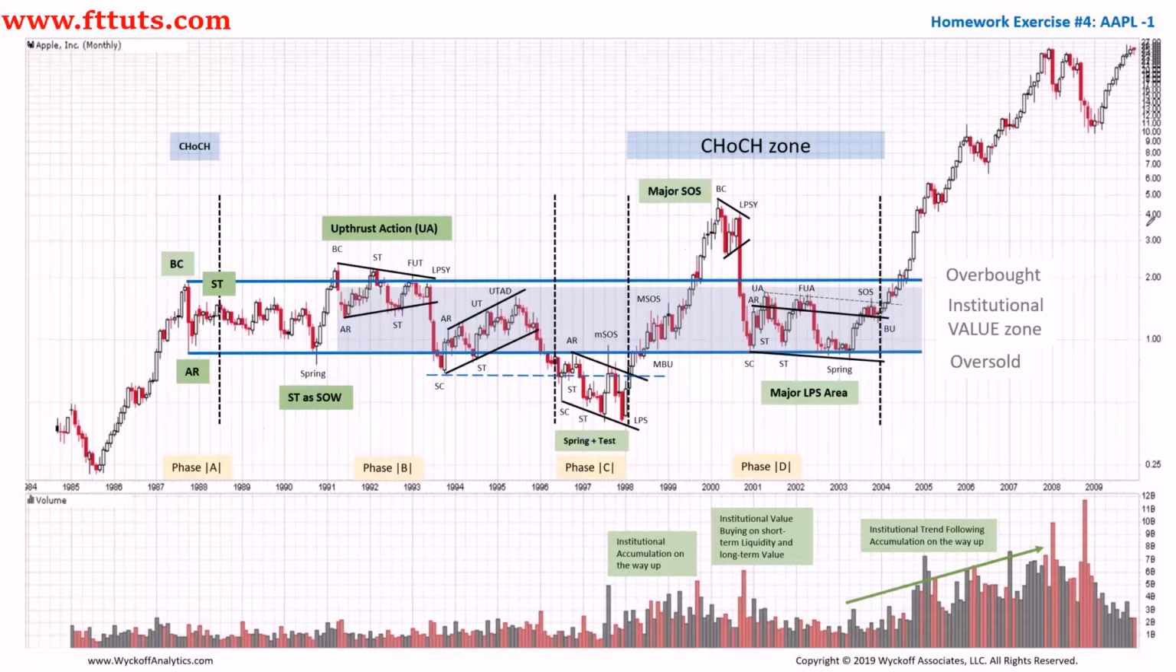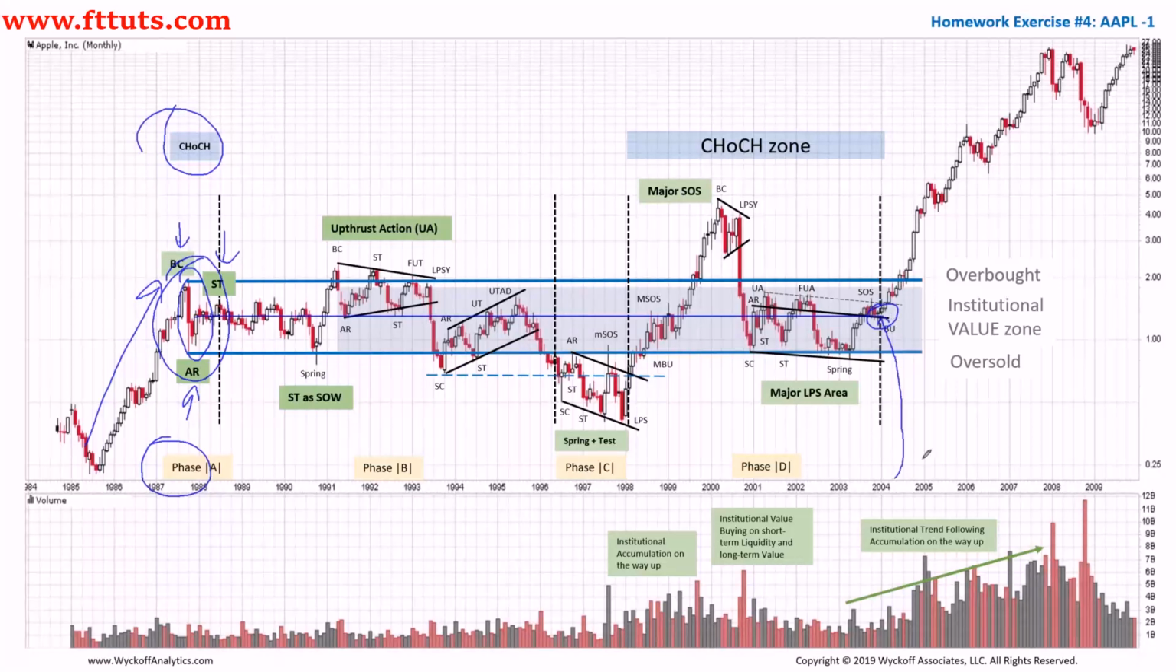Yes, we do see a consolidation if we would think about the climactic action, automatic reaction, secondary test that define phase A and the change of character relative to the uptrend that we have had in 85 to 87. If we would have bought the stock and then in 2004 have sold this stock, we would not gain anything. Meanwhile, there were quite a lot of deviations around this mean, right? And especially on the rally in 98, 99.